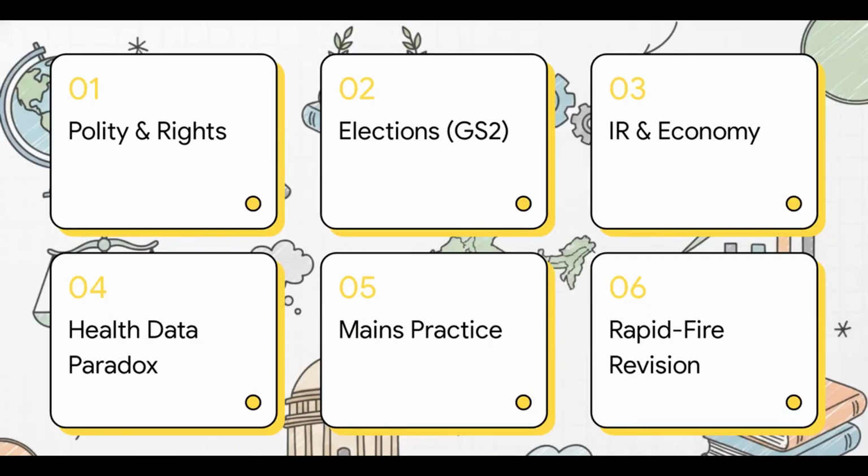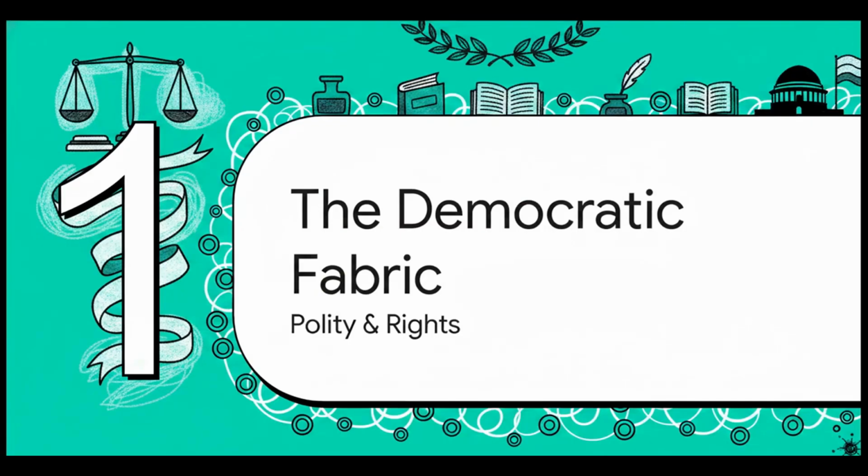Today, we're going to be covering polity and rights, elections, IR, and the economy. A really fascinating health data paradox, and then we'll wrap up with a mains practice framework and a rapid-fire revision. All right, let's kick things off with Section 1, the democratic fabric, looking at polity, judiciary, and rights.